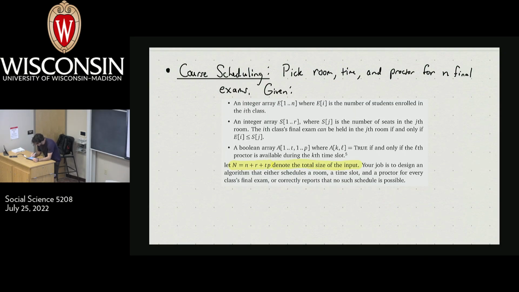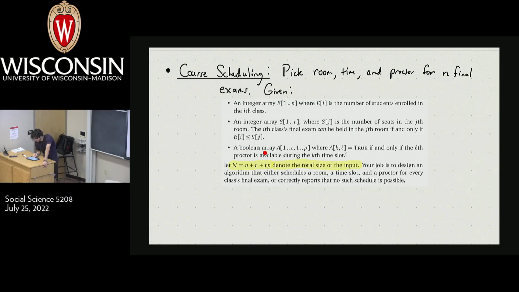So what's the goal of this problem? So in this one, we're thinking of scheduling final exams. So we have to pick a room, a time, and a proctor for final exams of every class. And here there are n classes. So our given input, we have an array, E, that represents the number of students enrolled in the ith class. We have an array S that represents the size or the number of seats in the rooms. So in particular, you can't assign a class to a room if the number of students enrolled is bigger than the number of seats. So that's a key restriction.